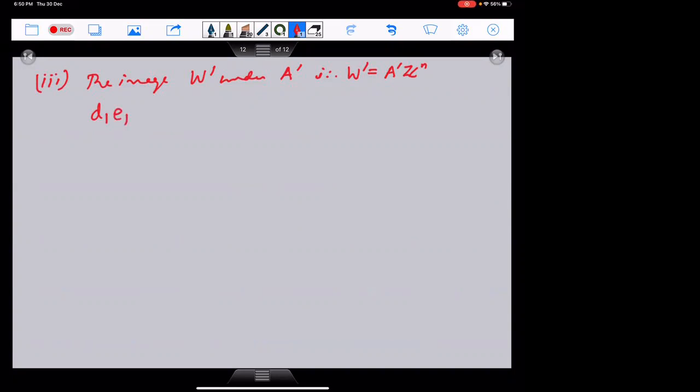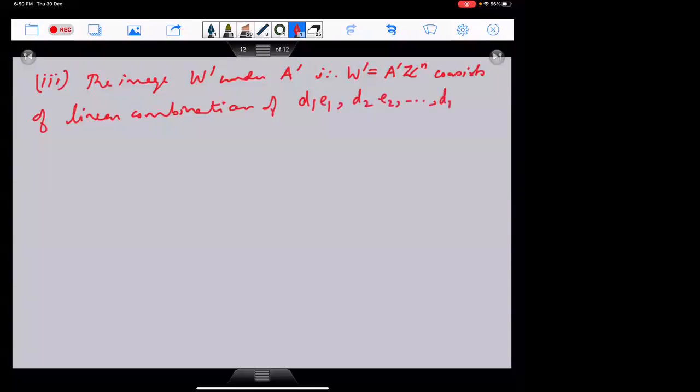So vector E1. So I'll say that it consists of linear combination, maybe I write in full, linear combination of D1 E1 plus D2 E2 plus dot dot DK EK. Right. And coefficients are coming from that. Integer linear combination. That means integer coefficients combination. Is it fine? So now we know image under A prime.